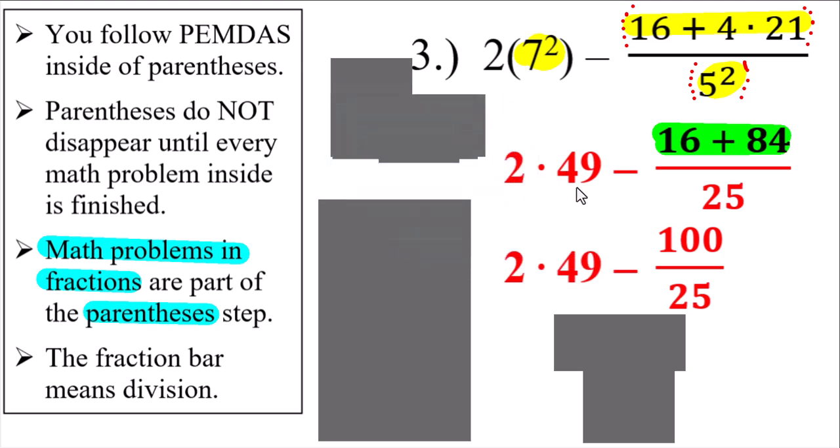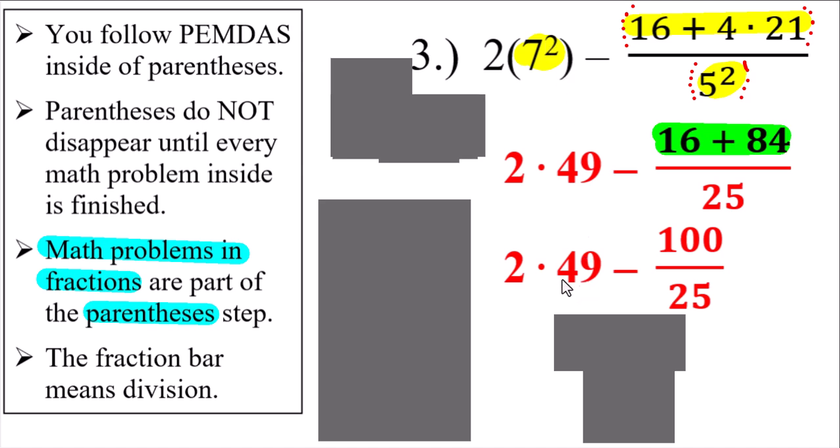You might be like, well, could I do 2 times 49? Not yet. That part is not in parentheses. The 16 plus 84 was considered in parentheses because it was a math problem in a fraction. Speaking of math problems in fractions, there are no more math problems in fractions. So that part, the parentheses are done. Are there any exponents? No, we already dealt with that from inside of the parentheses.